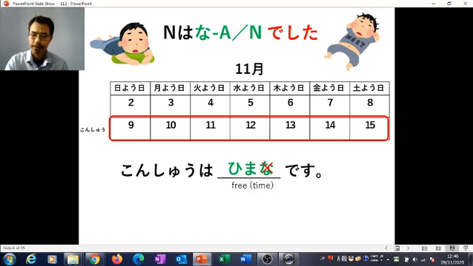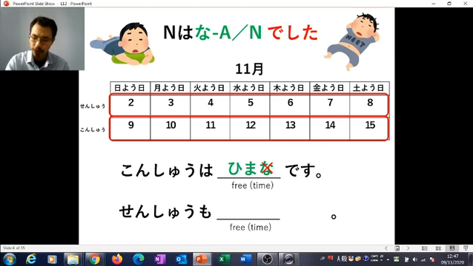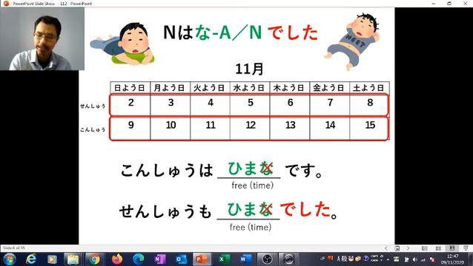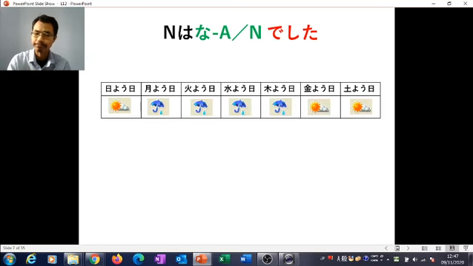Okay, remember. And then now, in similar way, you are going to say about what happened last week. Okay, last week is senshu. Last week also you had much free time, so you can say senshu mo because it's repeating the same topic. Senshu mo hima, and then here you need to change desu into deshita. Okay, deshita. All right. So this is how you change noun and na adjective into past tense. Okay, so that's about positive form past tense.